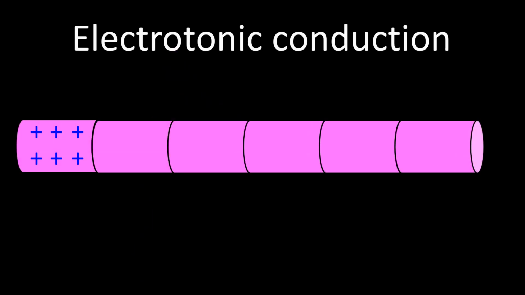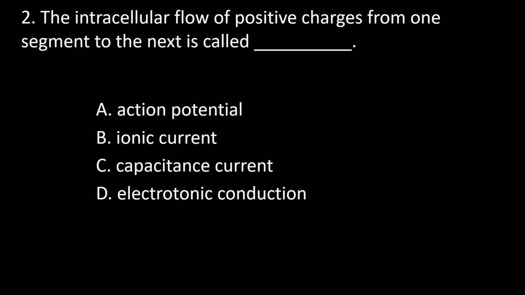Electrotonic conduction can be visualized as the flow of positive charges through intraaxonal compartments as represented here. So the answer to this question is D.